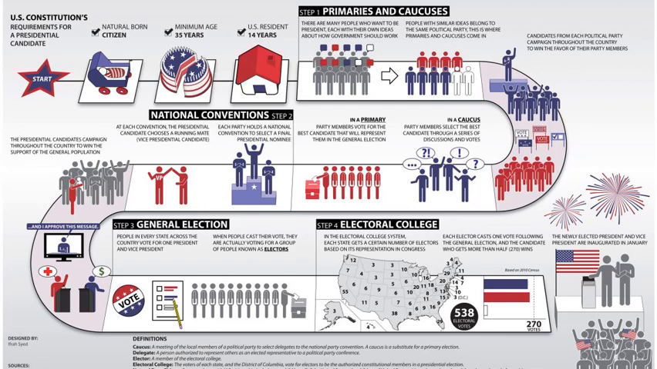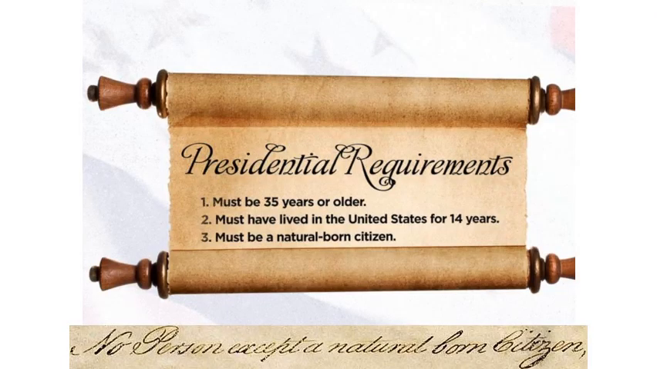The basic requirements: you have to be a natural born citizen, 35 years old, and a U.S. resident for 14 years. So here are those requirements. Again, they're set out in Article 2 of the Constitution.